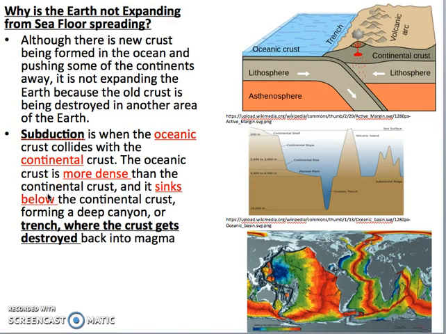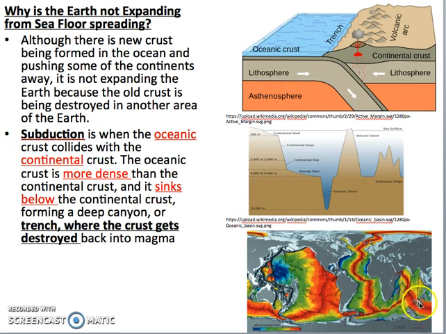So one question that arises from talking about seafloor spreading is the question of why Earth is not expanding from this phenomenon called seafloor spreading. So in the last slide, we talked about how there is new crust being formed at these divergent boundaries, and I talked about this Mid-Atlantic Ridge right here, and you can see in this map, wherever you see red, that's actually where there's new crust being formed from a divergent boundary from seafloor spreading.